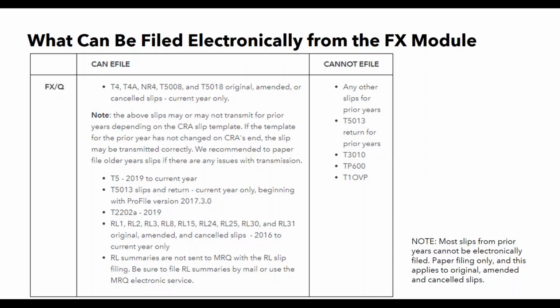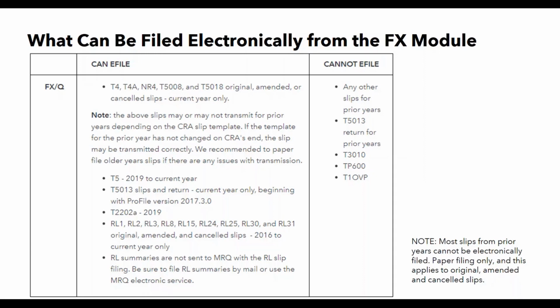So next year, if the CRA requirements have changed, an older XML file from this year may not be in the same format and can cause issues with transmission. So this is why we recommend paper filing older year slips. The T5, the T5013, the T2202A, Relevé slips 1, 2, 3, 8, 15, 24, 25, 30, and 31 can all be transmitted as well.